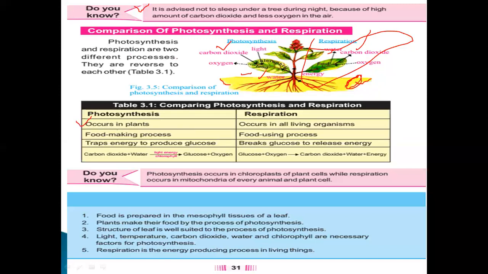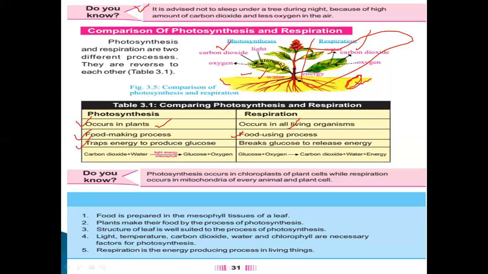If you see, photosynthesis is done in plants only, but respiration is a continuous process and it occurs in all living organisms. Photosynthesis is a food making process, but respiration is a food using or food breaking process. That's why we feel hungry after some time. We need food because by breaking food, and that's why we need oxygen while breathing, because that oxygen with the food that we eat is used to give us energy.